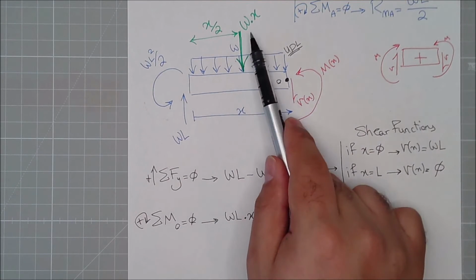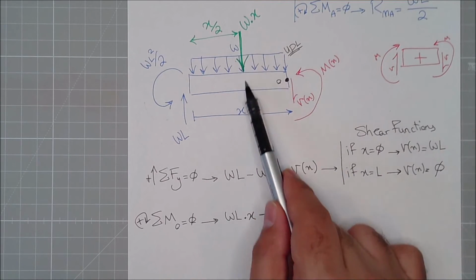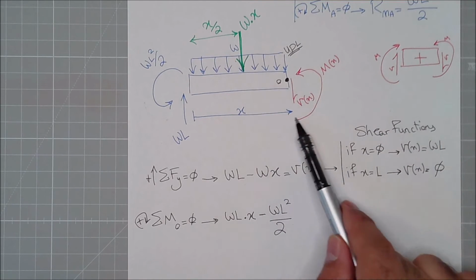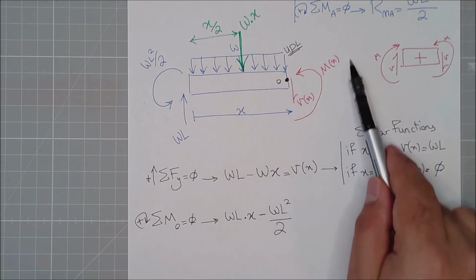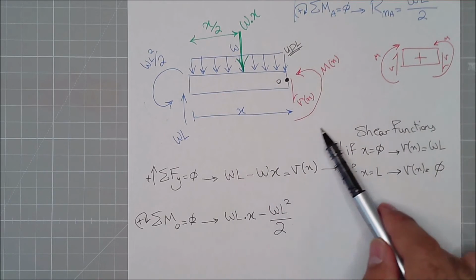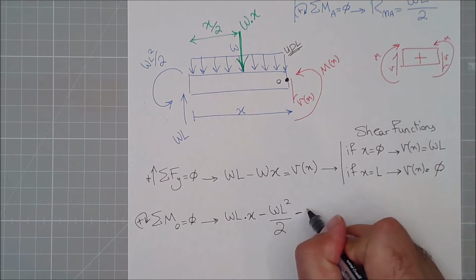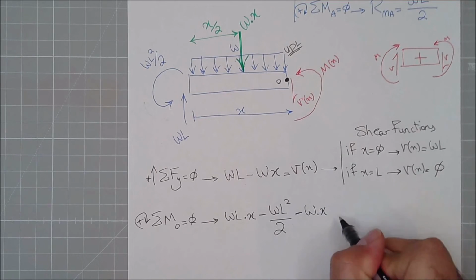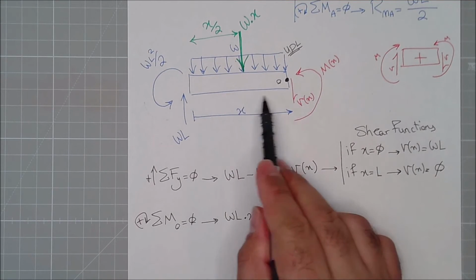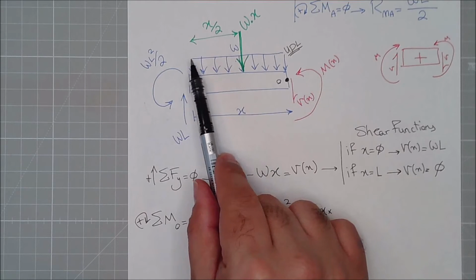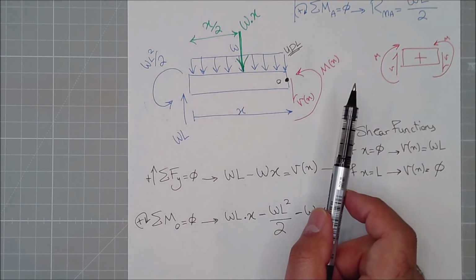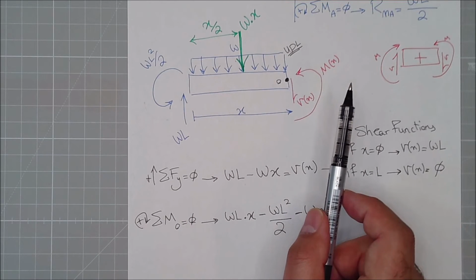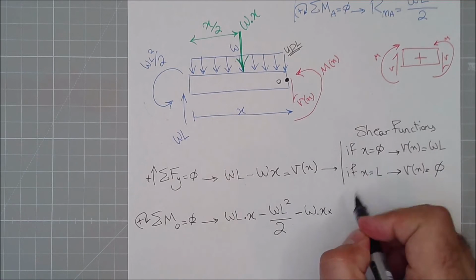I carry on. I see this guy. Again, following the arrow with the center of O, it will have a distance and it will be anti-clockwise. So negative Wx multiplied by its distance. What is the distance? It's x divided by 2.